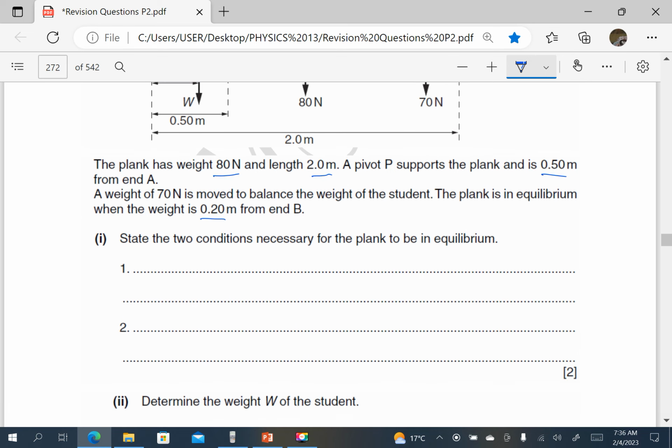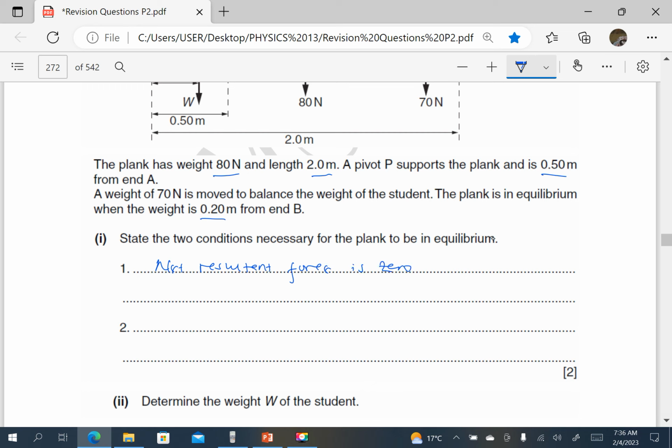We have already mentioned the two conditions. There should be no net resultant force. The net resultant force is 0.